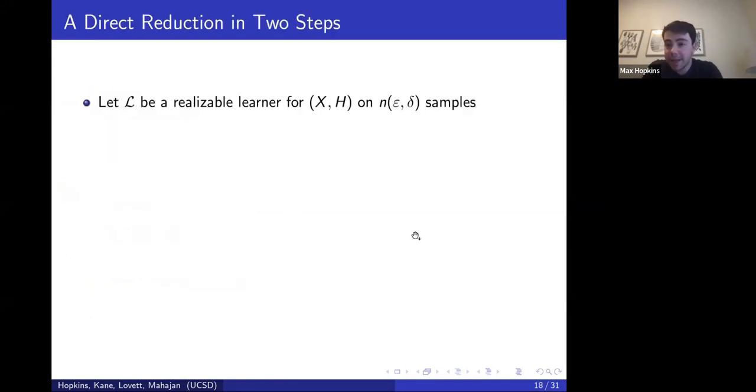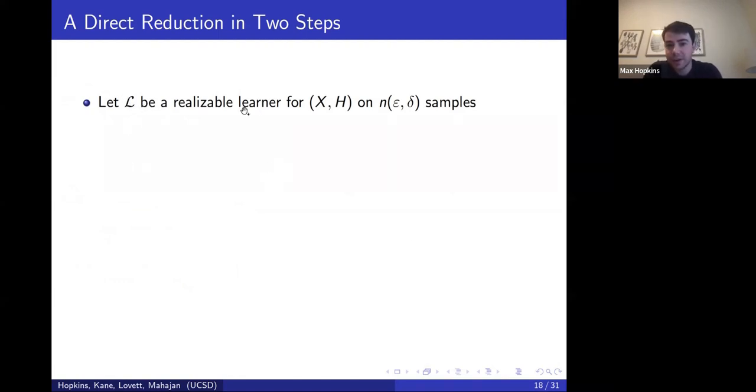So I claim that there is, in fact, a simple explanation for what is going on here. What I'm going to show you is a two-step direct reduction from agnostic to realizable learning that does not rely on any model-specific parameters. It doesn't rely on uniform convergence or sample compression or Littlestone dimension or any kind of model-specific parameter. So here's approximately how it works.